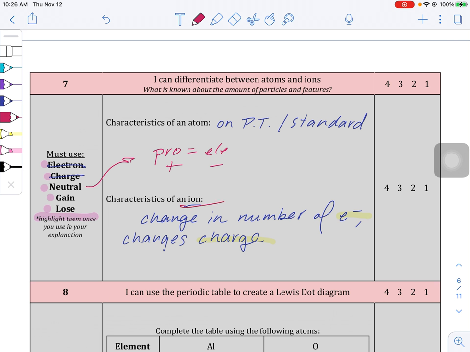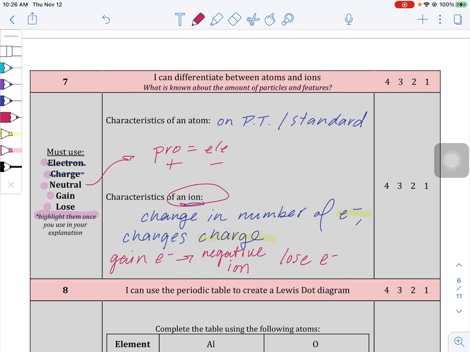But here in an ion, because we gain or lose electrons, we end up seeing a charge. If we gain electrons, what we notice about the ion is it becomes negative. That means it has more negative particles than positive. If we're losing electrons, we're giving them away, and we become a positive ion.